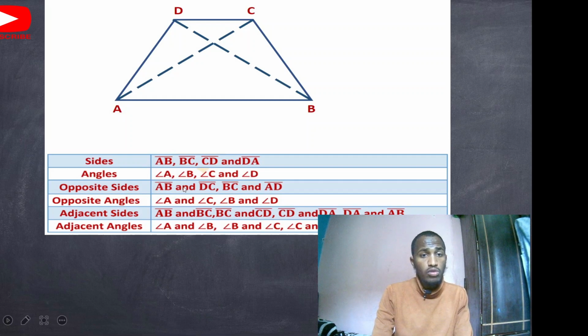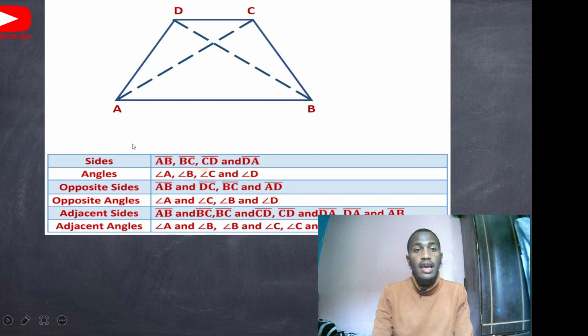The other one is opposite angles. If two angles are opposite angles, it means that they don't have a common side. As you see, angle A and angle C are opposite angles, and angle B and angle D are also opposite angles.